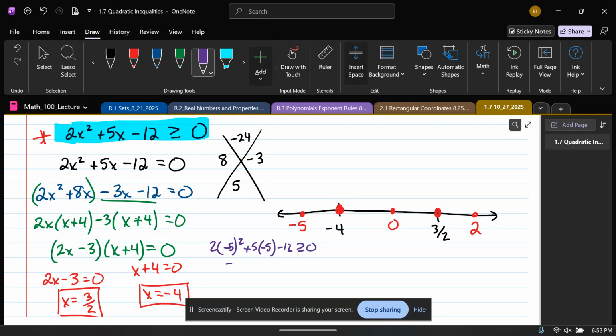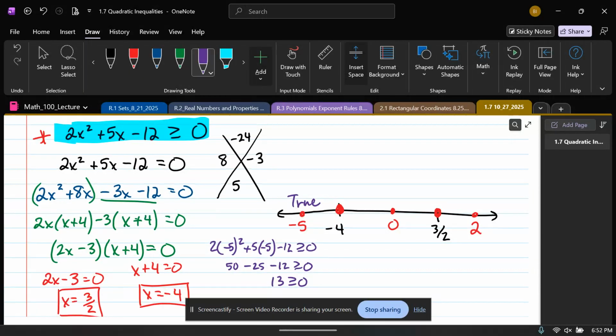So that's going to be 50 minus 25 minus 12. Yeah, that is a positive, isn't it? Yeah, so that's true. That's greater than 0. So 50 minus 25 is 25. 25 minus 12 is 13. So that's true. So that little part is true.